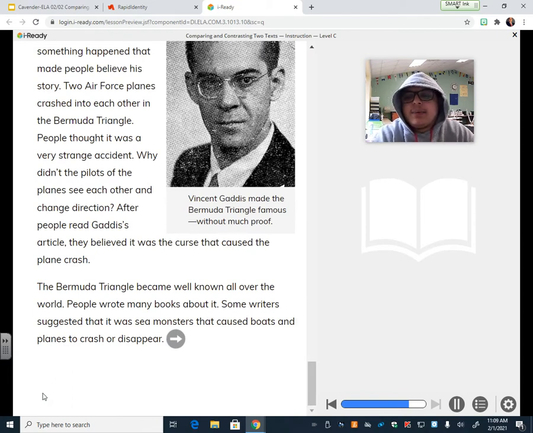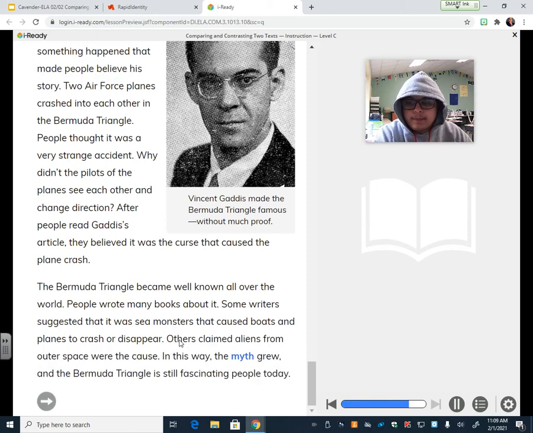The Bermuda Triangle became well known all over the world. People wrote many books about it. Some writers suggested that it was sea monsters that cursed boats and caused planes to crash or disappear. Others claimed aliens from outer space were the cause. In this way, the myth grew, and the Bermuda Triangle is still fascinating people today.